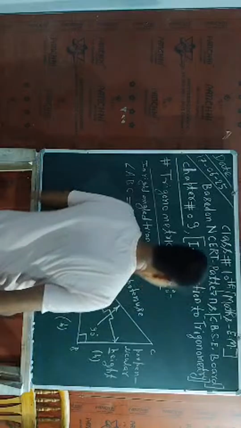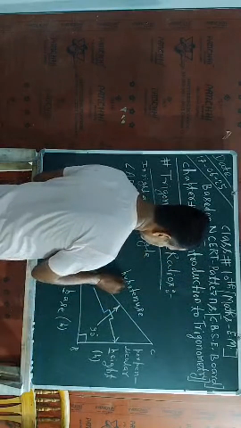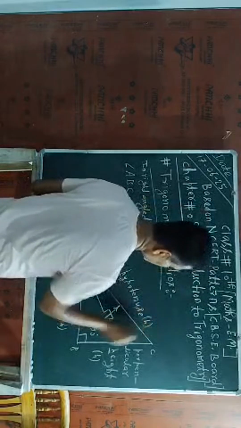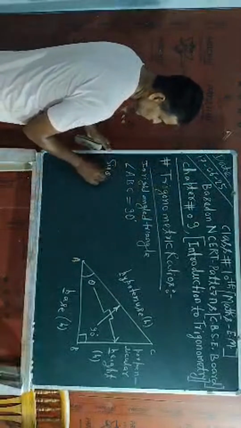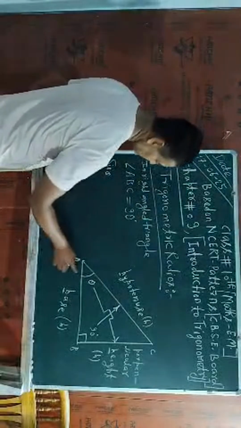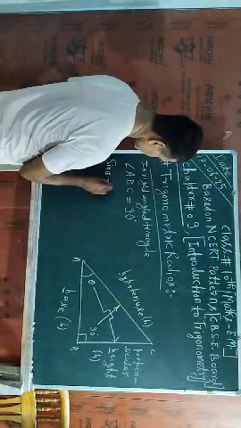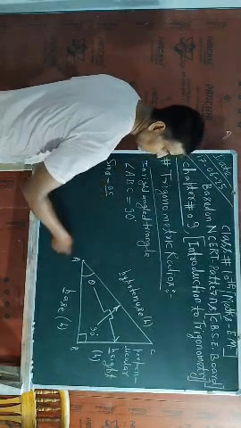Now this hypotenuse also starts with H, so I will write here H. So each and every student needs to remember it. Now I am going to write sin theta. So theta, this is the angle A, and this will be perpendicular height, that is BC divided by AC.